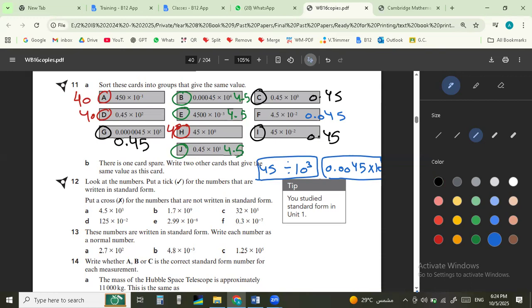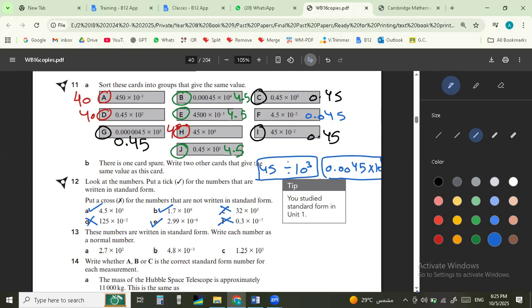This one is standard form, yes. This one is standard form, yes, between 1 and 10. This one is standard form, no, it's not between 1 and 10. This one is not between 1 and 10. This one is between 1 and 10. This one is not between 1 and 10. All right, so these numbers are written in standard form.